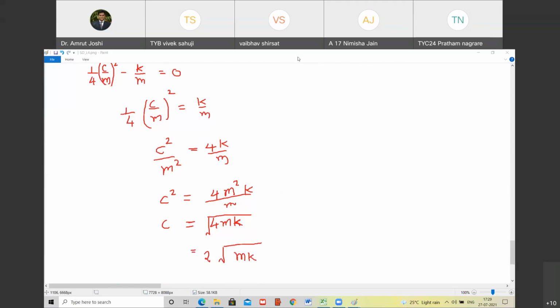Has everyone understood this part? Vaibhav, can you unmute yourself? Yes, sir. Okay, so have you understood this part?